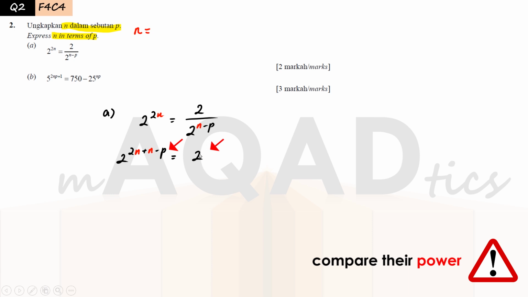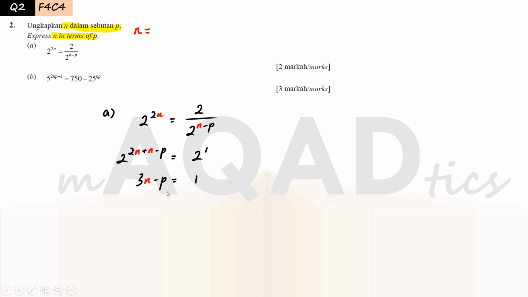For the right side, they actually have a power which is 1. It's not written out because it's not required, but there's a power of 1 here. So I'm going to compare the power, and then move everything which is not n to the right side to find the expression.